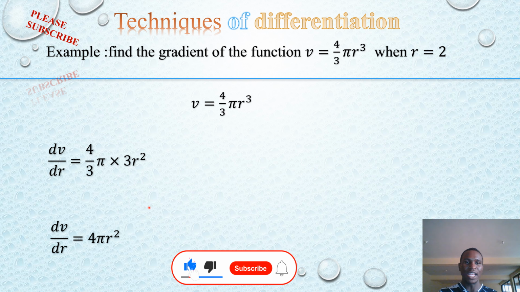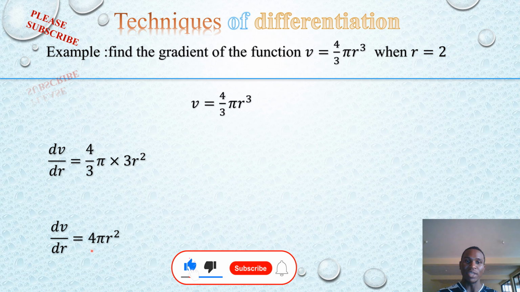So you can see clearly that this is the area. This is 4 times the area of a circle. Okay? Yes, 4 times the area of a circle. We are going to look at the interpretation of this result in a subsequent video. This is 4 times the area of a circle. You know that pi r squared is the area of a circle.